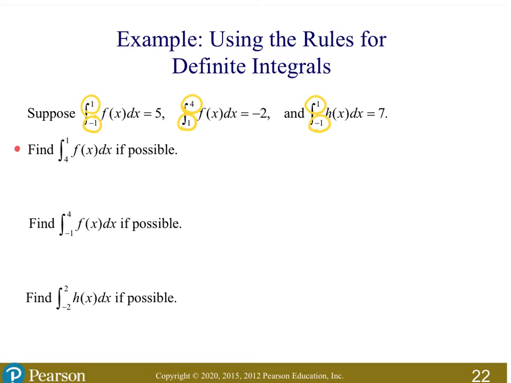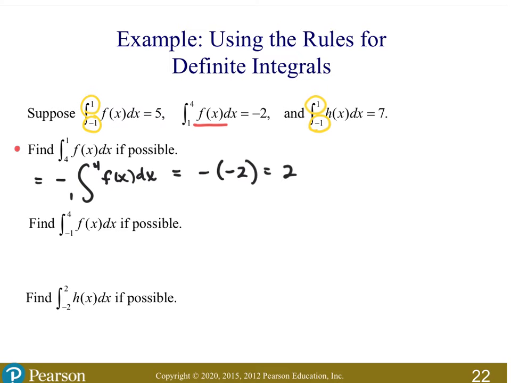And so I'll use the property that says you can switch the bounds if you put a negative in front. All right, and if the integral from 1 to 4, if the amount of area from 1 to 4 is a negative number, then the answer to this would be -2, the opposite of -2, and so the answer would be 2.